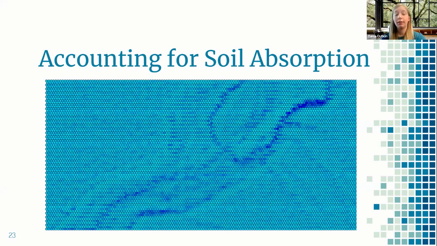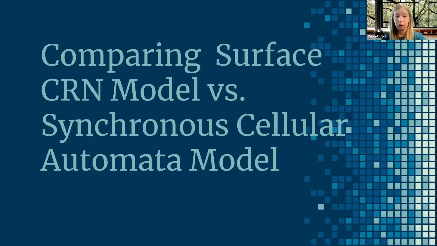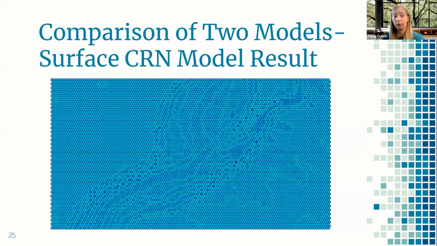So I compared the results of the two approaches I worked on to determine which one runs faster and has more accurate results. Okay. So here's the result of the previous approach, the surface CRN model, on the same region with the intersection of the Rio Grande and the Rio Pueblo de Taos River. And so here's a side-by-side comparison.